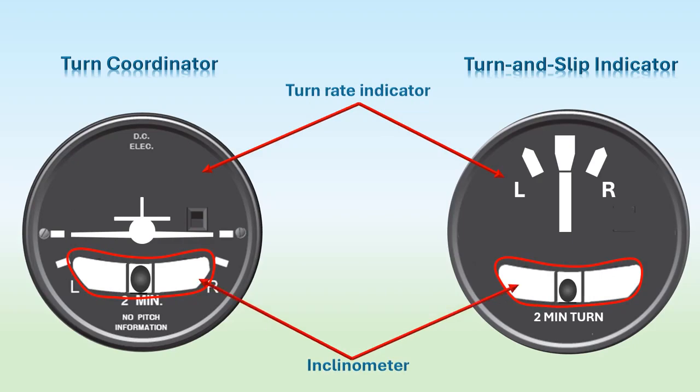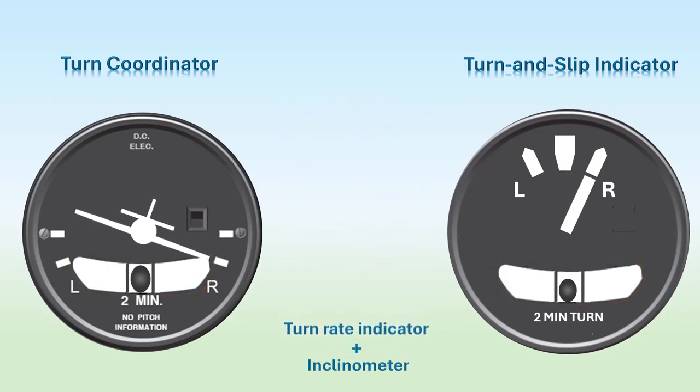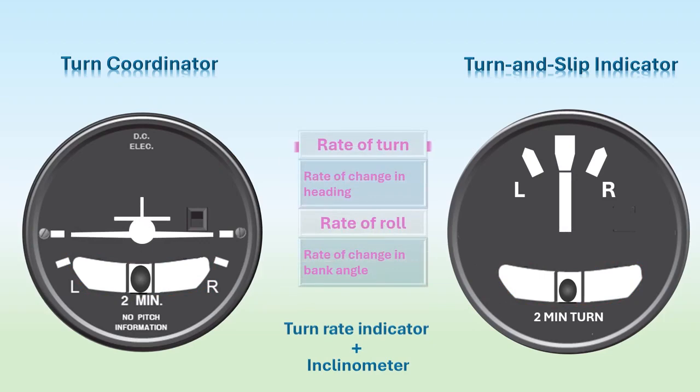While both the turn coordinator and turn and slip indicator depict the quality and direction of the turn, there's a key distinction. The turn coordinator also provides information about the rate of bank, which the turn and slip indicator does not.